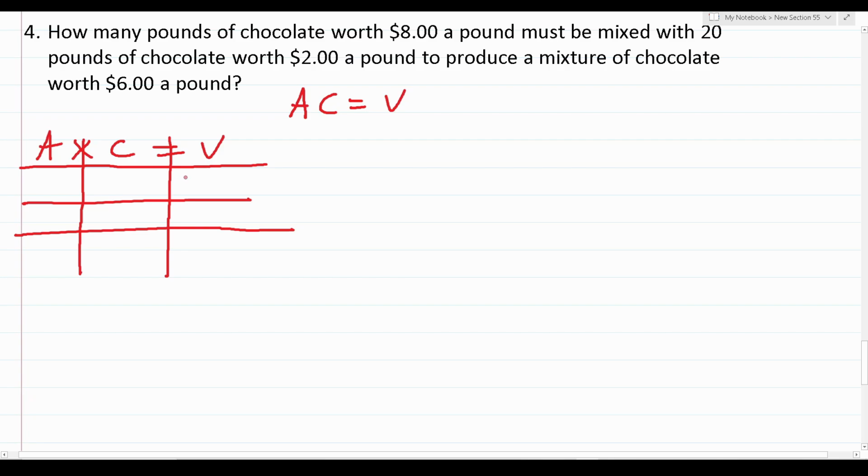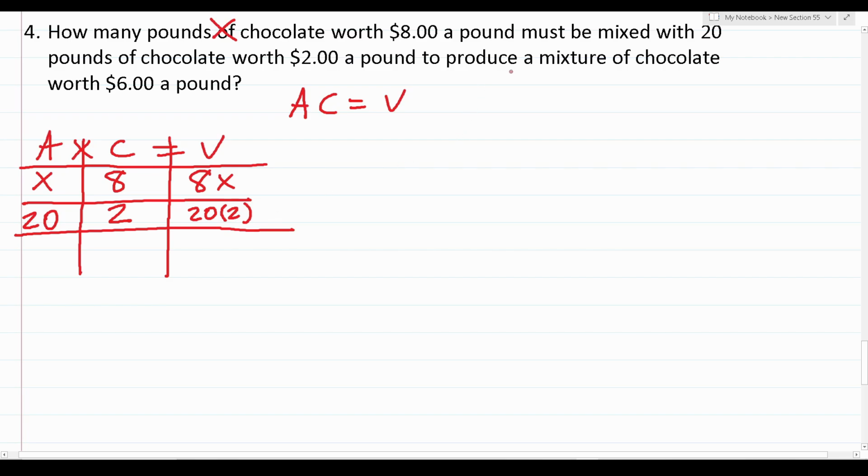All right, let's reread the problem and see what's given to us. How many pounds of chocolate worth $8 a pound? Well, how many pounds of chocolate is unknown, so we'll call that x. X times 8, which is going to have a value of 8x. All right, must be mixed with 20 pounds of chocolate worth $2 a pound. So that's 20 pounds at $2 per pound. So we know the value of that. That's A times C, which is 20 times 2.